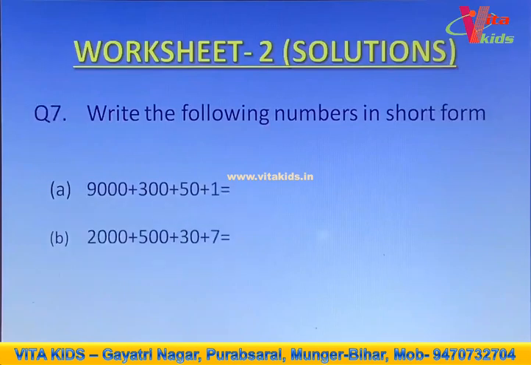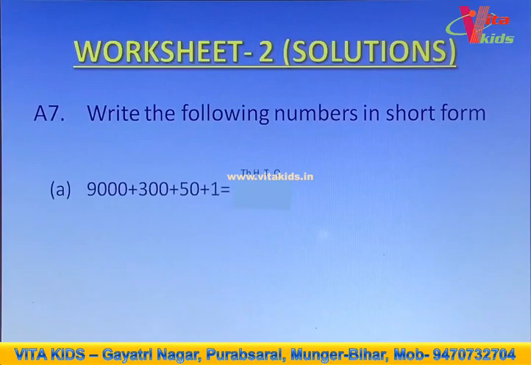Question number 7. Write the following numbers in short form. First one, 9000 plus 300 plus 50 plus 1. So I put the place values on top. Now from right when we see, we have 1. So under ones we will put 1. Then we have 50, which means 5 tens. Under tens we will put 5. Then 300, which is 3 hundreds. Under hundreds column we will put 3. And then we have 9000, which means 9 thousands. Under thousands column we will write 9.